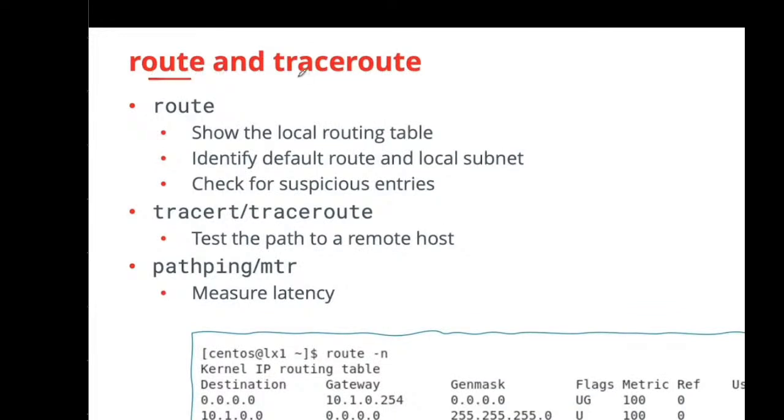Then you have route and traceroute. Route basically will give you the local routing table of the machine. Whether it is Windows or Linux, mostly it works on Linux. You type route space -n, and it'll give you the routing table. Most end systems use a default route to forward all the traffic for the remote network via a gateway router. If the host is not a router, additional entries in the routing table could be suspicious.